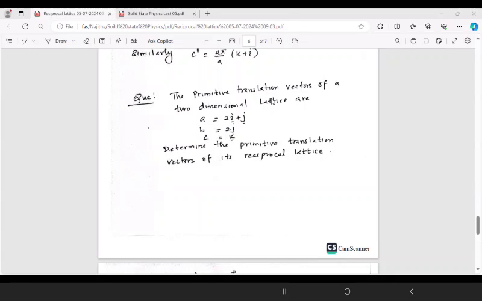The primitive translation vectors of a two-dimensional lattice are a is equal to 2i plus j, b is equal to 2j, c is equal to k. Determine the primitive translational vectors of its reciprocal lattice. So please do it and send me the answer.